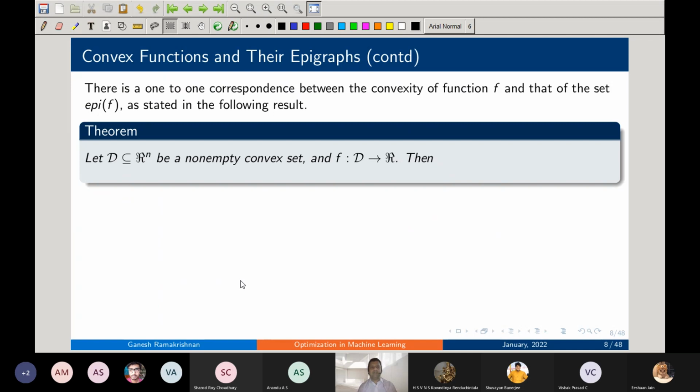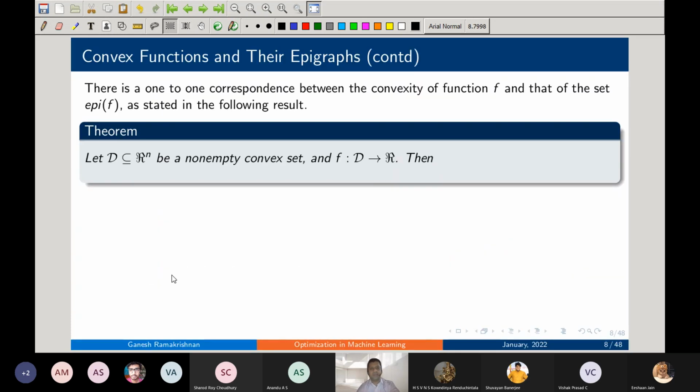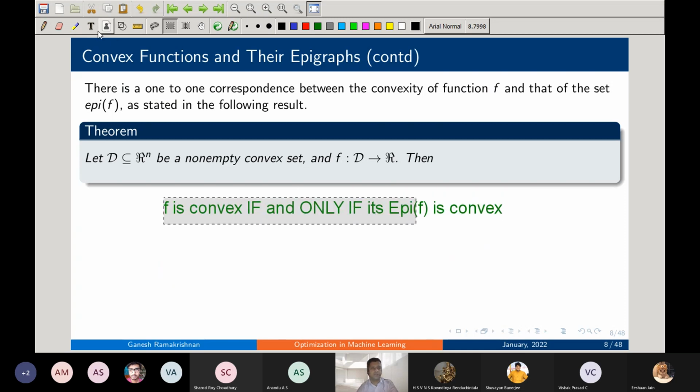So with this, as I said, there's a one-to-one correspondence between the convexity of the function f and of the set epi f. We're saying that if D in R^n is a non-empty convex set, and f goes from the domain D to R, then what are we claiming? Exactly what we said in the previous slide: f is convex if and only if its epigraph is convex. I'll just use lowercase epi for consistency.